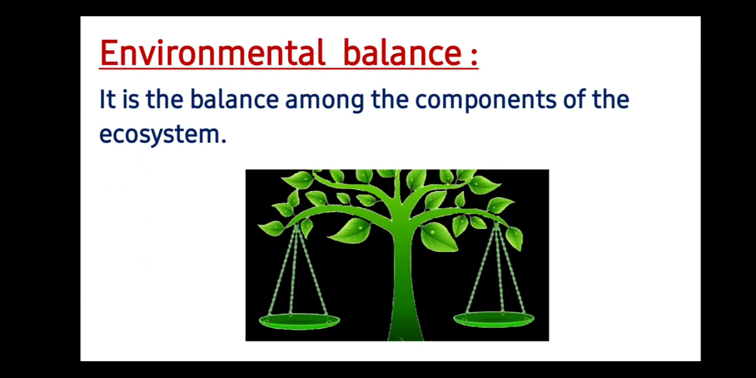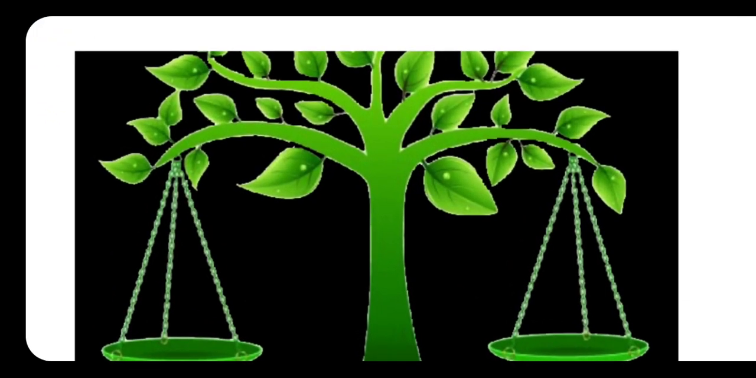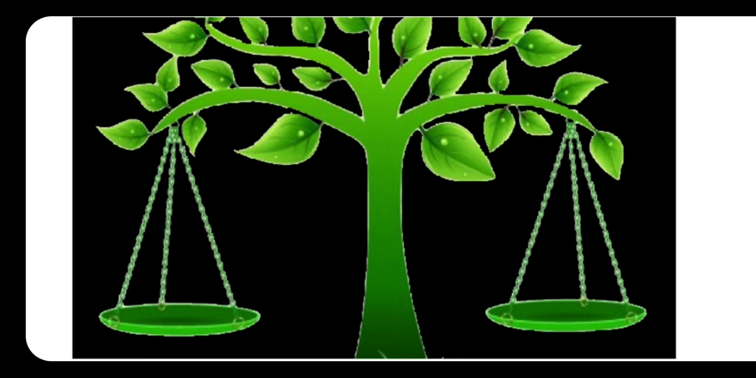After that, I will talk about the environmental balance. What is the meaning of environmental balance? The balance between the components of the ecosystem. What is the meaning of balance? Equal. There is a balance between the components of the ecosystem. They are equal; no component is more than the other.